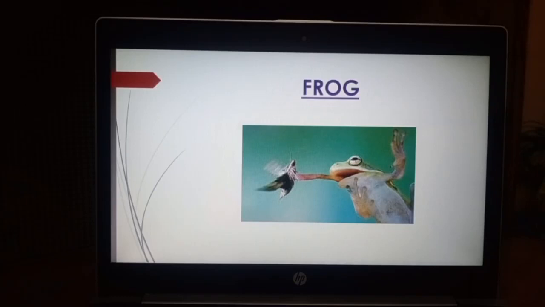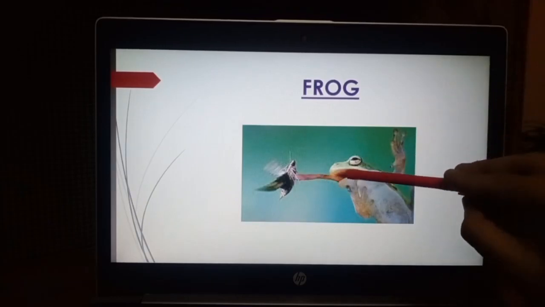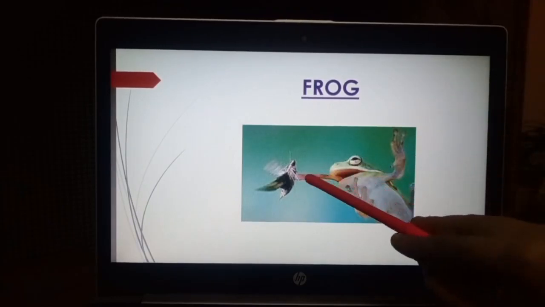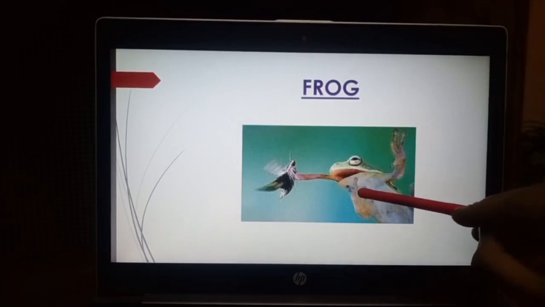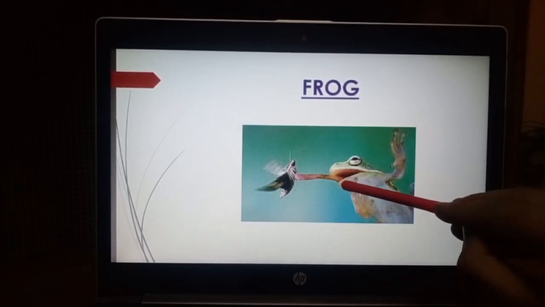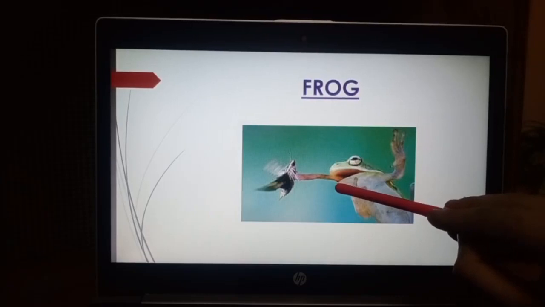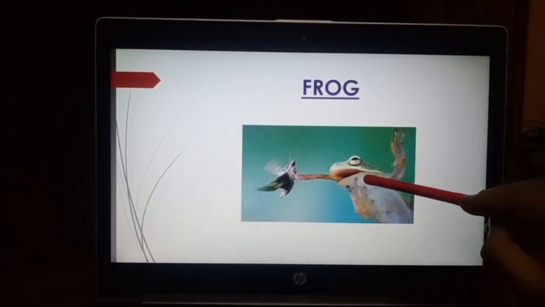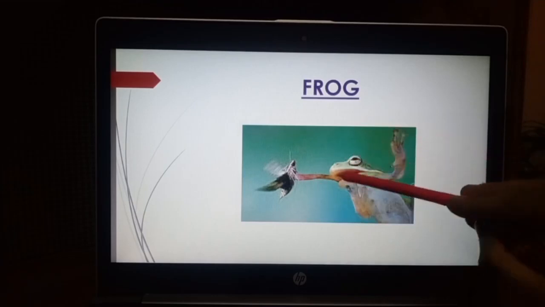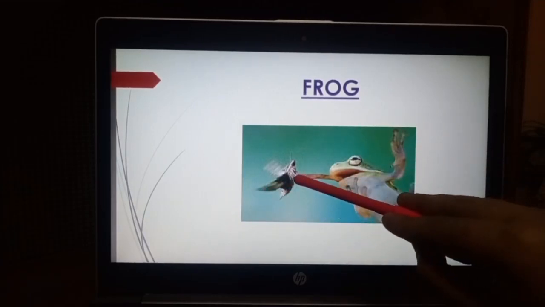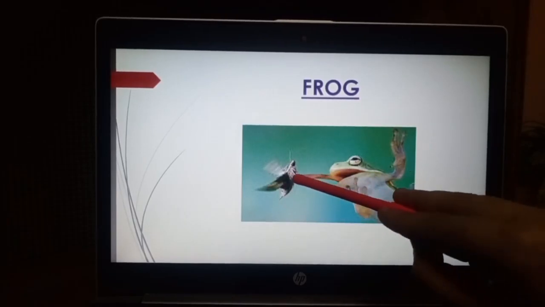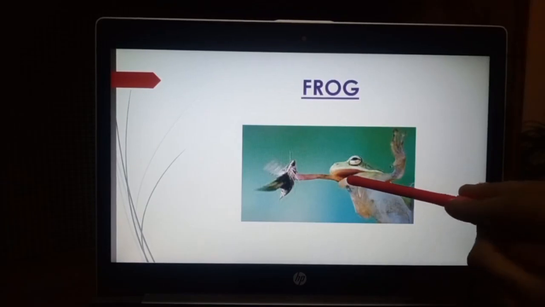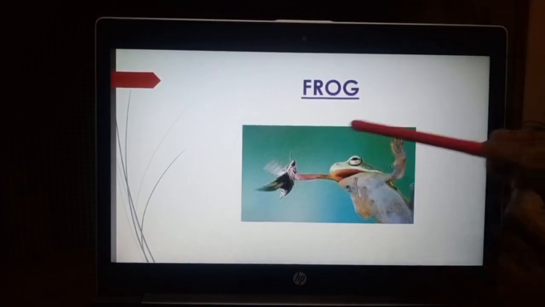Next example, that is frog. Yes, frog has a very sticky tongue, and this tongue is inverted in structure, means it is attached at the front and free at the other end. So whenever an insect or a worm or a beetle or a fly is roaming around the frog, it takes out its sticky tongue, and then that insect gets trapped in its sticky tongue, and then easily the frog takes in its food with the help of this tongue.